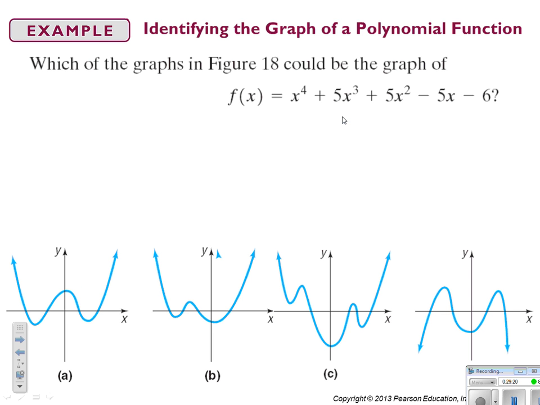Identifying the graph. Which graphs could be the graph of x to the fourth plus 5x to the third plus 5x squared minus 5x minus 6? Which one of these could be this function? Which one can we exclude right away? We can exclude this one right away. Our coefficient is positive, so definitely we want up and up.